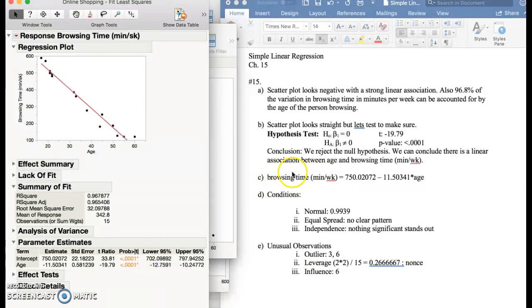Next, we want to find an equation, which is right here. I couldn't fit in the hat, pretend it's there. Our intercept makes sense, 750, looks about right over here. It's going to be high because, again, this is a negative association, and then because it's negative, our slope is going to be negative as well.